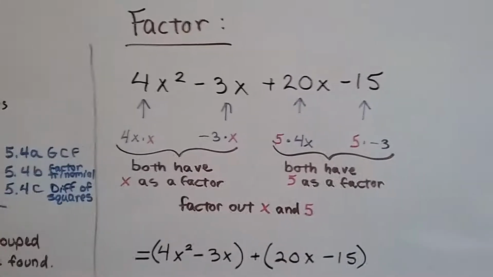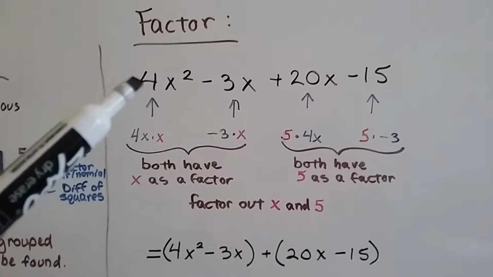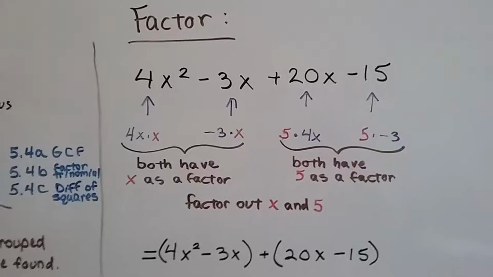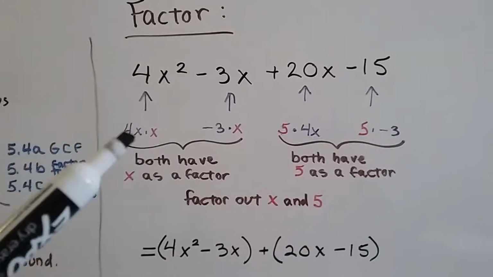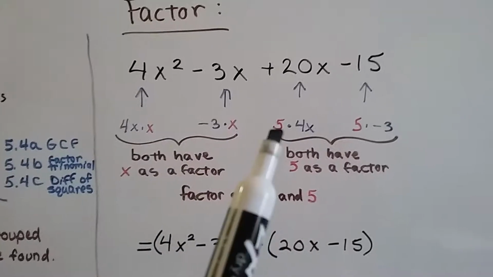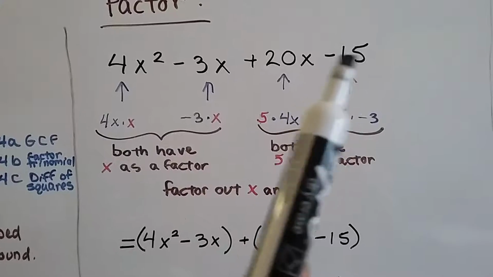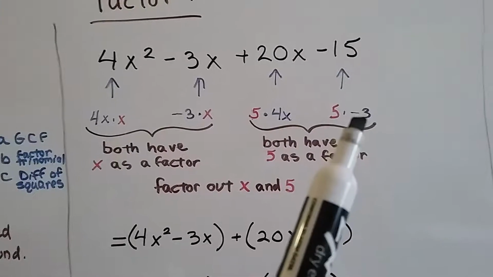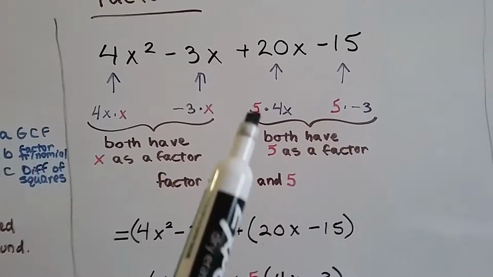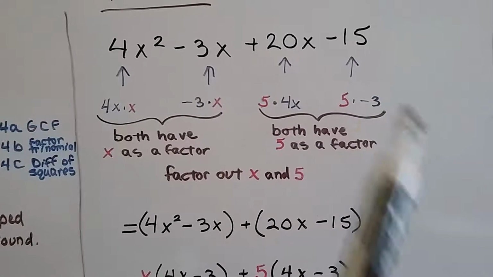Okay, let's try this again. We're going to group them into a left side and a right side. What makes 4x squared? And you have to think ahead sometimes, okay? It's a 4x times an x. This is a negative 3 times an x. For this one, it's a 5 times a 4x to get that positive 20x. And for this one, to get a negative 15, we need a 5 times a negative 3. Now, we didn't do negative 5 because it's got to match that 5, see? So we made the negative 3 the negative.